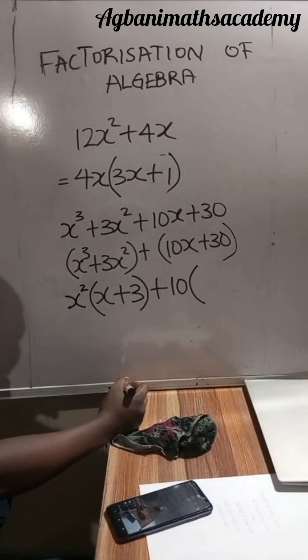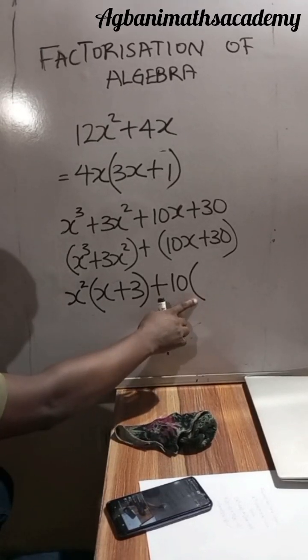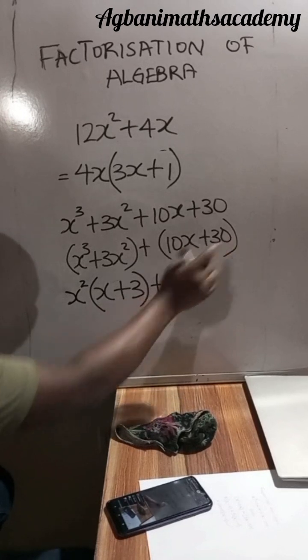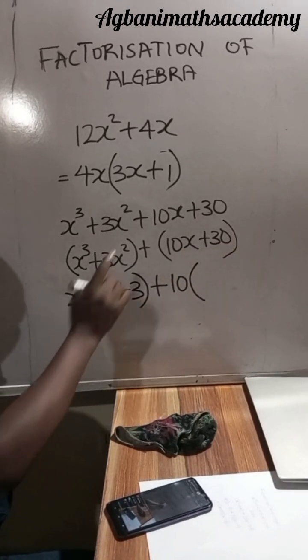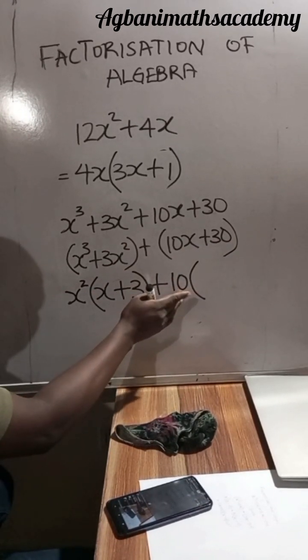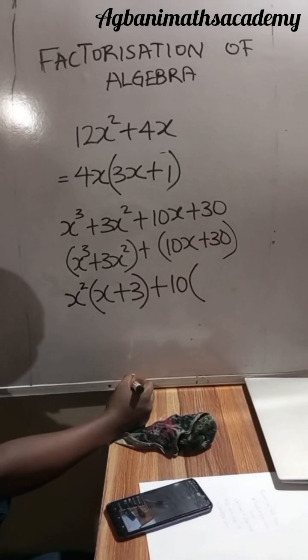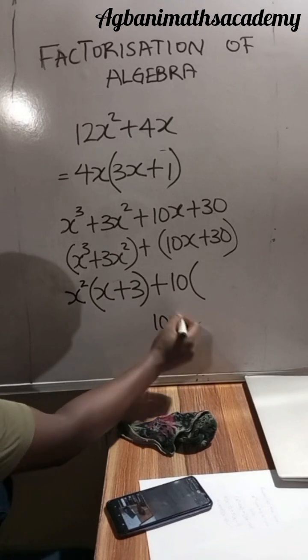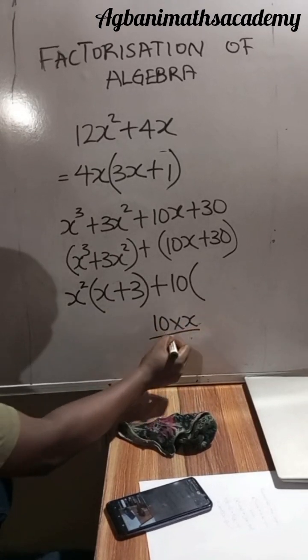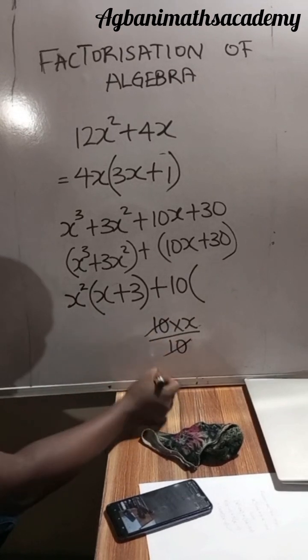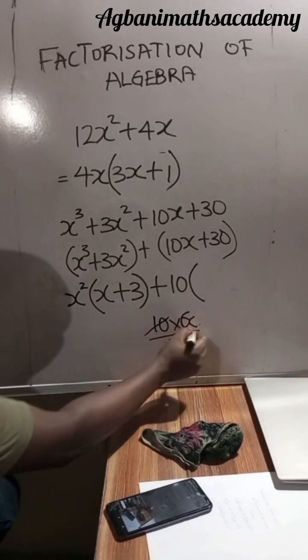And then we open the bracket. We open the bracket because we observe that there is no common alphabet. X is here, but there is no x here. Okay? So what we are going to do now, this 10 here is going to divide each of these values. So 10x divided by 10. 10x is 10 multiplied by x divided by 10. So 10 is going to cancel out 10. What we are going to have left is x.